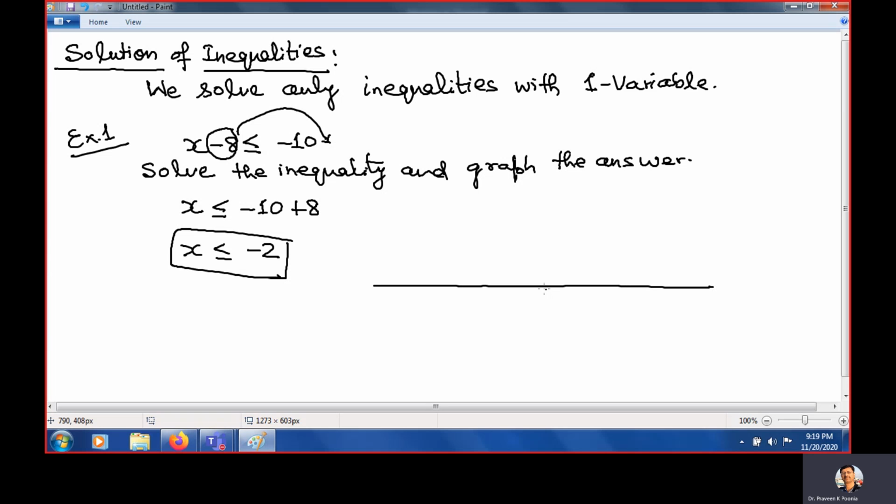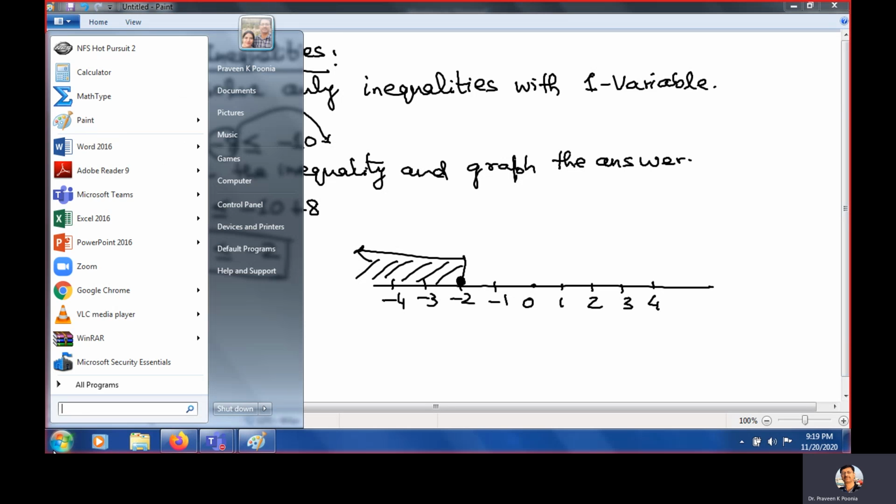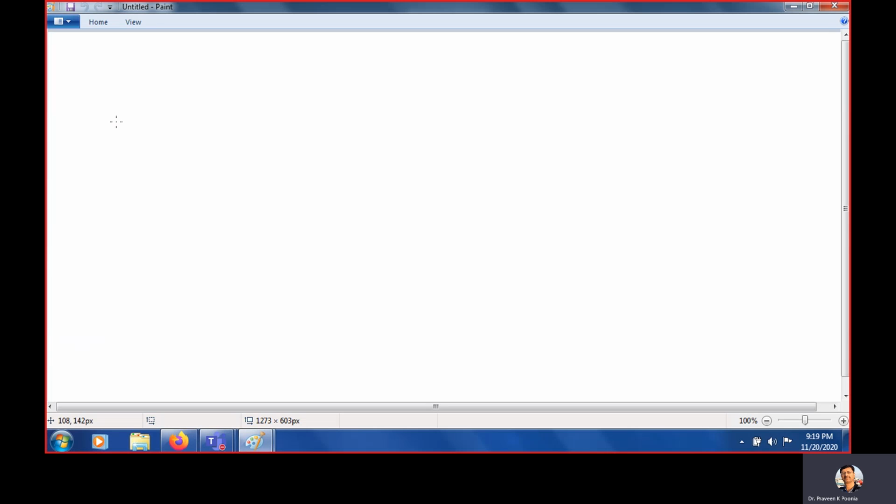Okay, now take this line. This is 0, 1, 2, 3, 4. Minus 1, minus 2, minus 3, minus 4. It is minus 2 here and the sign is equal. Equal means a black dot. Less than means this side, and mark the line. That is the solution. Very simple solution. Find the value of x and draw the graph. Okay, this is example number 1.